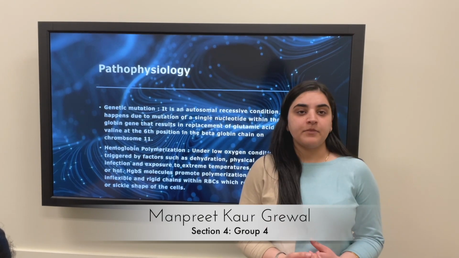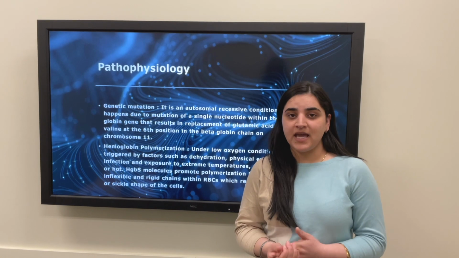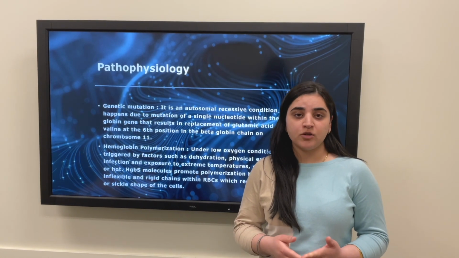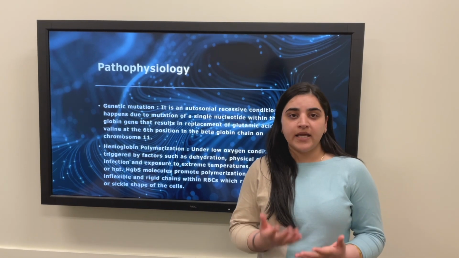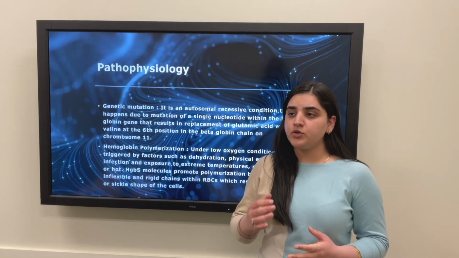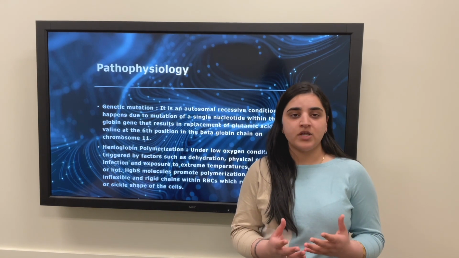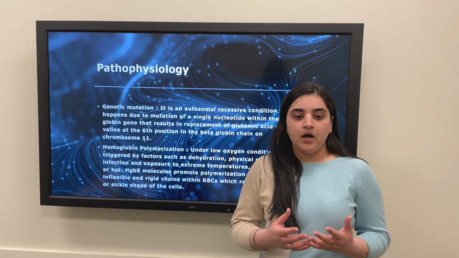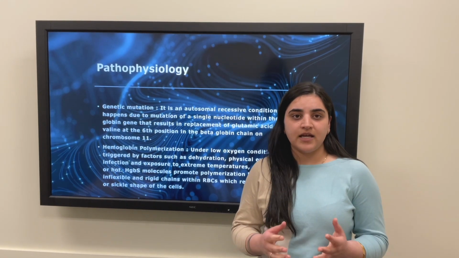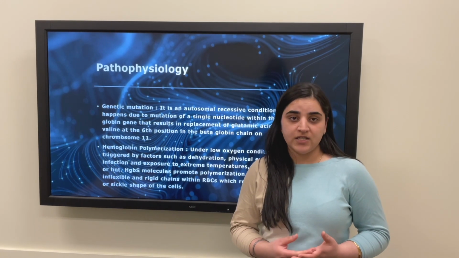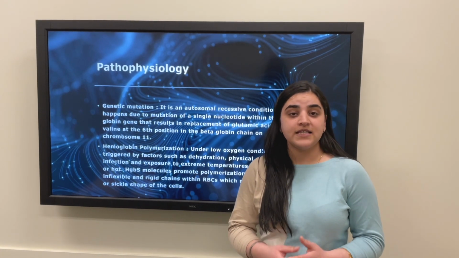Sickle cell disease happens due to a genetic mutation of a single nucleotide, a replacement of glutamic acid with valine at the 6th position of the beta globin chain on chromosome 11. Now let's discuss how red blood cells attain the sickle cell shape. Low oxygen, physical exertion, and exposure of the patient to extreme cold or hot temperatures cause the hemoglobin to undergo polymerization, in which long, rigid, inflexible chains of hemoglobin stick together, which results in the crescent or C-shaped sickle cell shape.